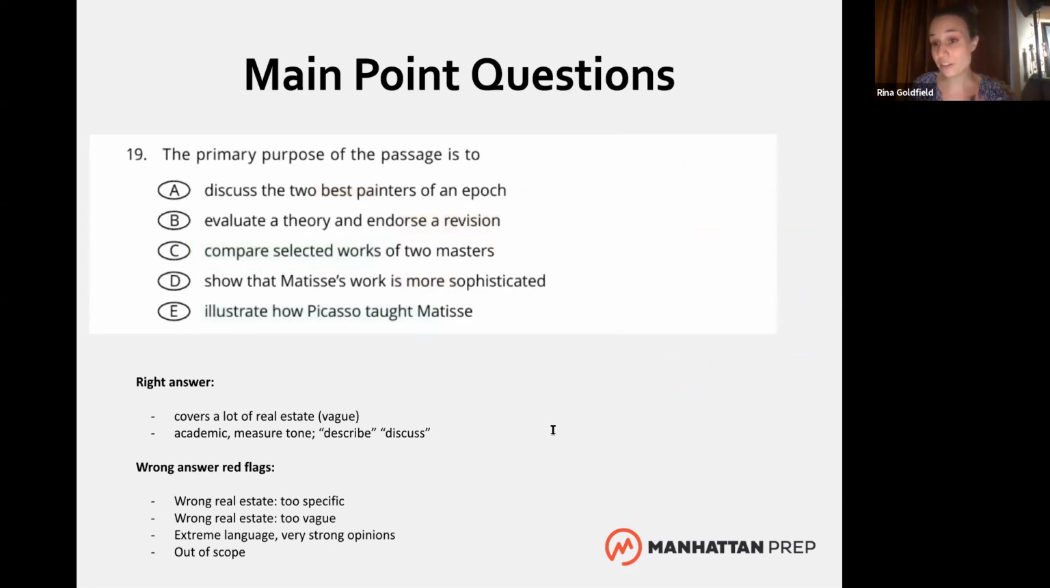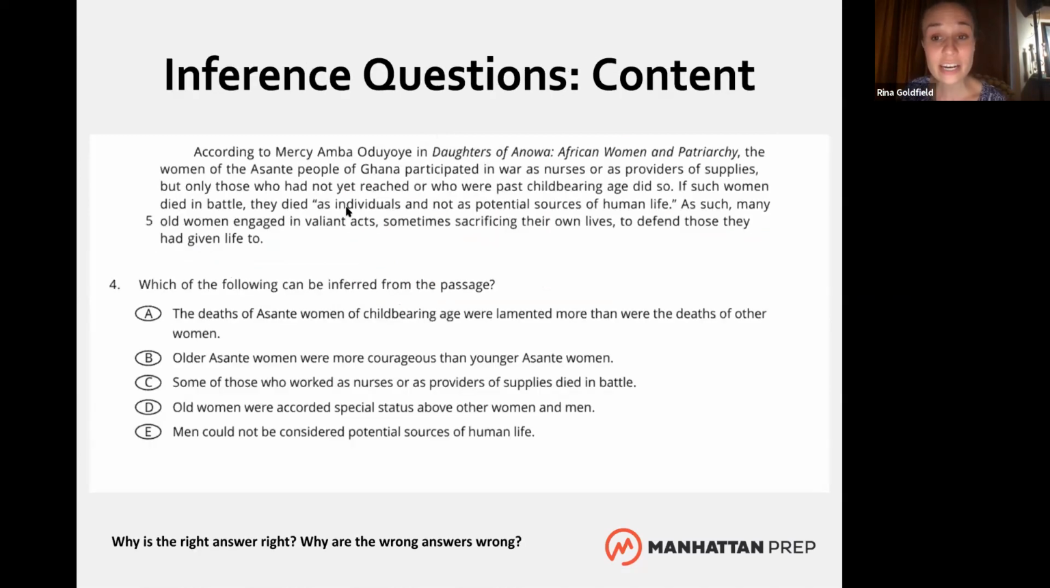So let's try another kind of question, then we'll circle back and see another main point question. I'm going to now show you an inference question. And again, sigh of relief, I'll show it to you with the passage. This time, really do it: read the passage, do the question, and then we'll think about what this illustrates about right and wrong answers for these questions. So here is an inference question. I want you guys to actually read the passage and do the question. I'll give you 2 minutes for that, and then we'll think about what makes the right answer right and the wrong answers wrong.